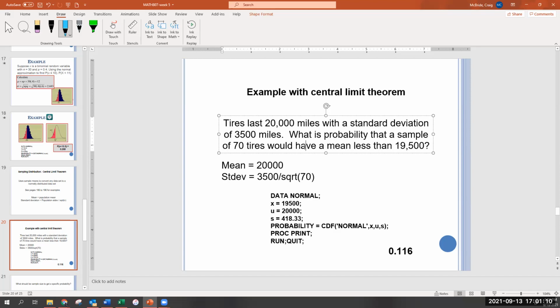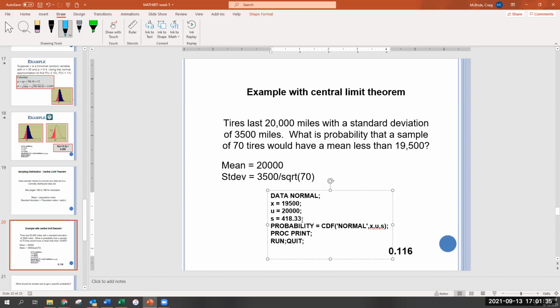You adjust the standard deviation by taking the standard deviation of the original and dividing by the square root of your sample size. So if you're going to pick 70 tires and figure out the probability that the mean is less than 19,500, well, you use the same mean of 20,000, and the new standard deviation is just 3,500 divided by the square root of 70. You put that into the formula and run it, and it will give you the correct answer.